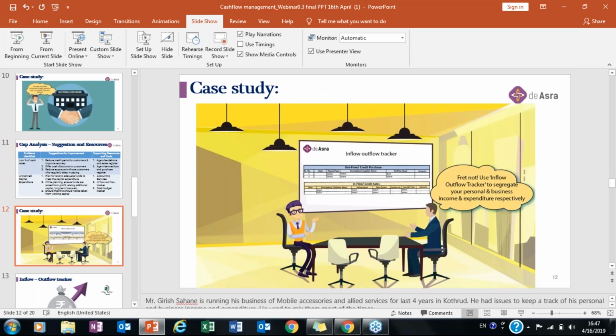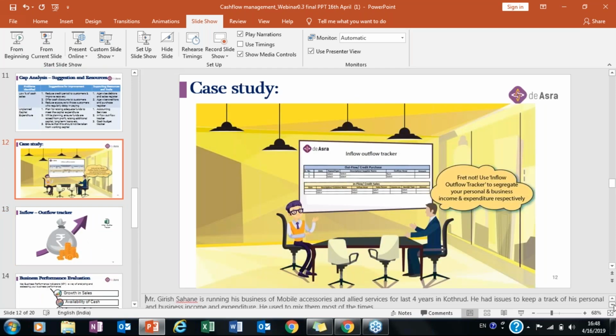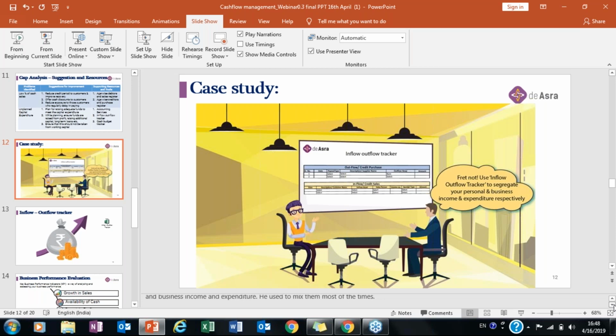So now, as we see, we'll go to another case study of Mr. Girish Shahane, who's running a business of mobile accessories and allied services for the last 4 years in Kothur. He has issues keeping track of his personal and business income and expenditure. So this also happens on a very day-to-day basis, and we come across a lot of candidates who mix their personal and business expenses together, and they are unable to understand what is wrong with the cash management.